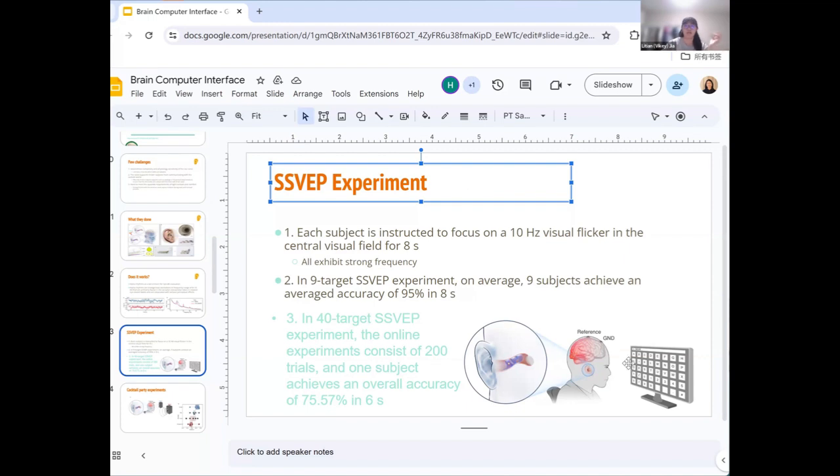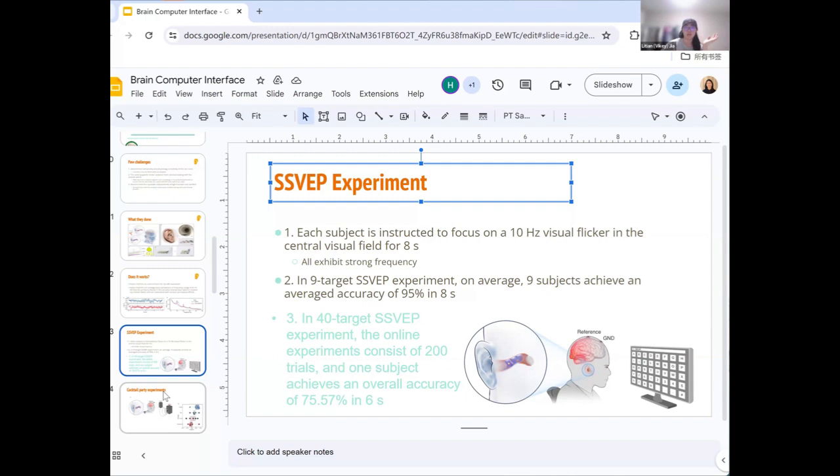There are like 40 characters. So you're actually tracing the 40 characters and spelling them. They have tried 200 trials, and the overall accuracy is 75.58 in 6 seconds. Even though the accuracy lowers a lot, you can still see it actually works.